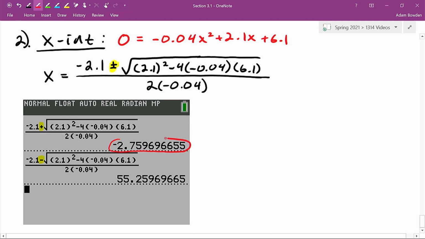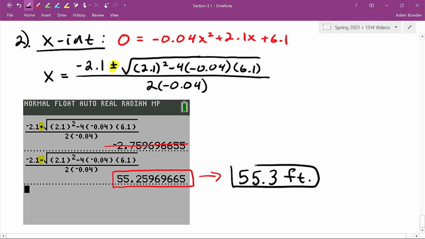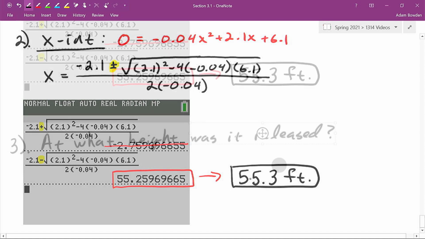One of them, however, is negative. That doesn't make sense in the problem, to have a negative distance forward. So we're going to use this number right here. It would have traveled about 55.3 feet, rounded off, forward until it hit the ground.